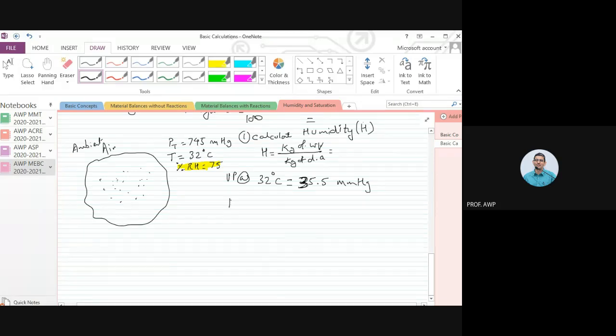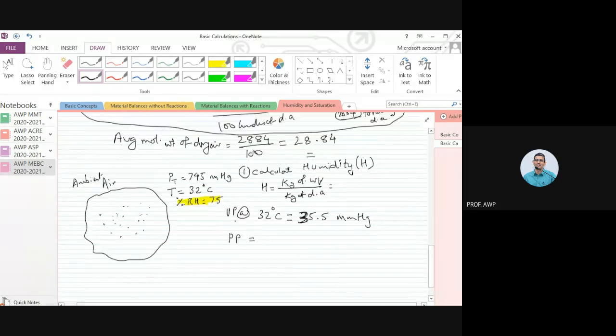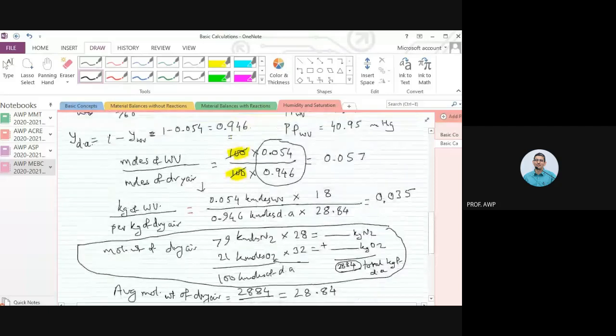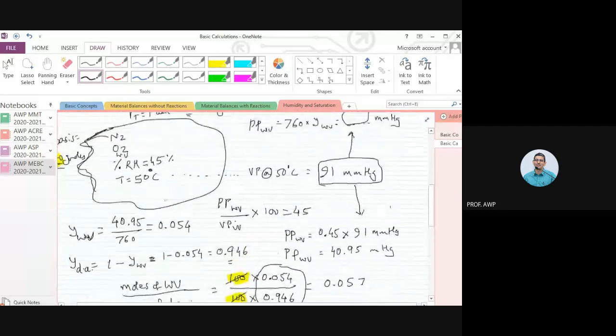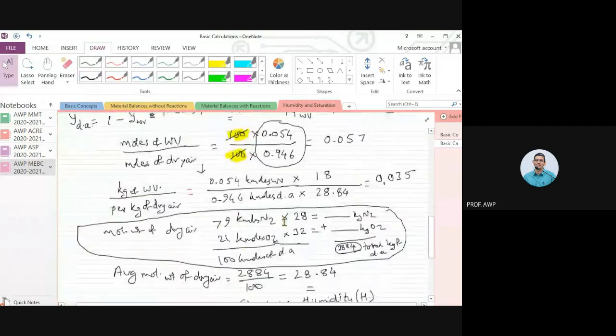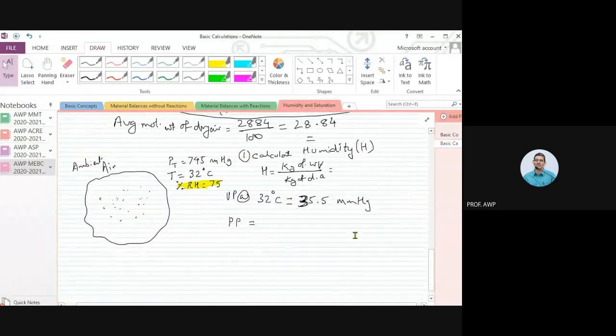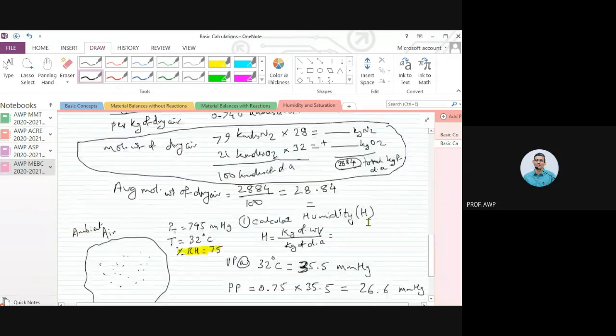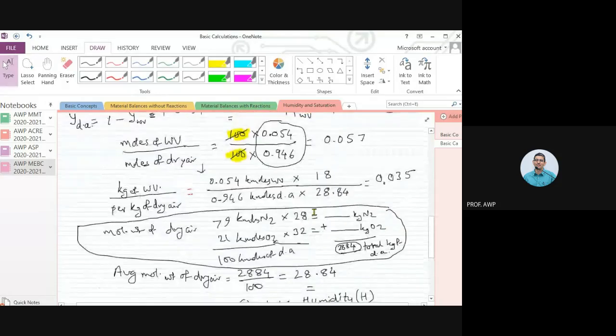So now tell me, what is the partial pressure? What is the definition of relative humidity? Relative humidity is partial pressure divided by vapor pressure multiplied by 100. So partial pressure would be 0.75 times 35.5. Right. Okay or not? Yes, sir. 26.6 mmHg. So now tell me, what is the moles of water vapor per mole of dry air?